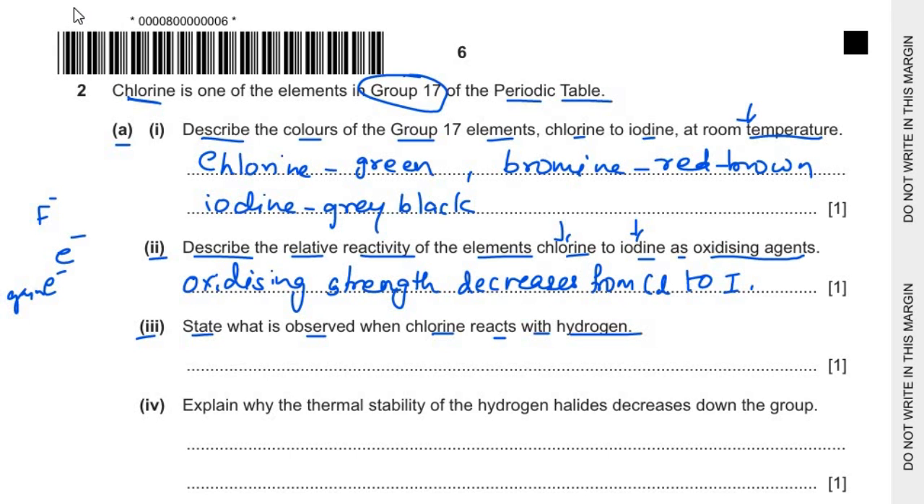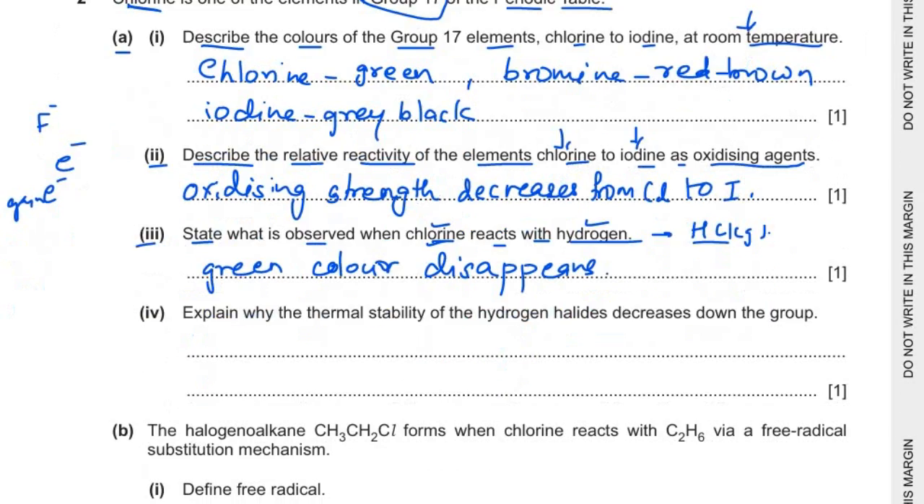Now if chlorine is reacting with hydrogen, HCl gas is obviously formed. So the thing is that chlorine is a green gas, hydrogen is a colorless gas, and even HCl is a colorless gas. So what you can observe is that chlorine is getting used up. So we can say that green color disappears, or you can say green color fades. Anyways, it's acceptable. Now let's see what's next, the fourth part.